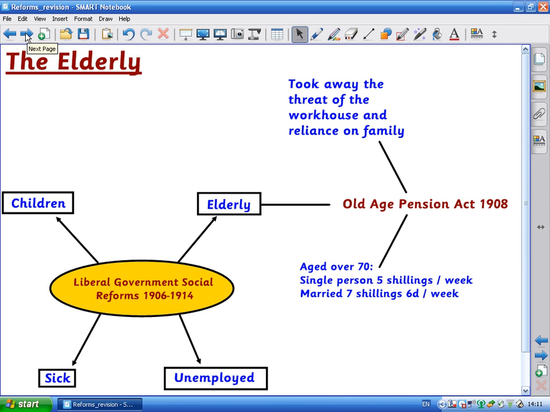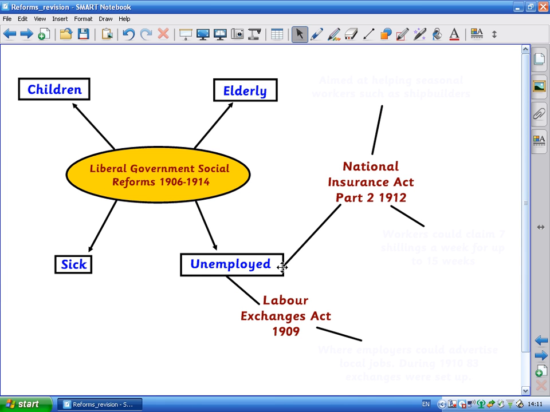Okay, so we've done the elderly. Let's now move on to the unemployed. There were two things that the Liberal government did for the unemployed. Firstly, the Labour Exchanges Act of 1909.